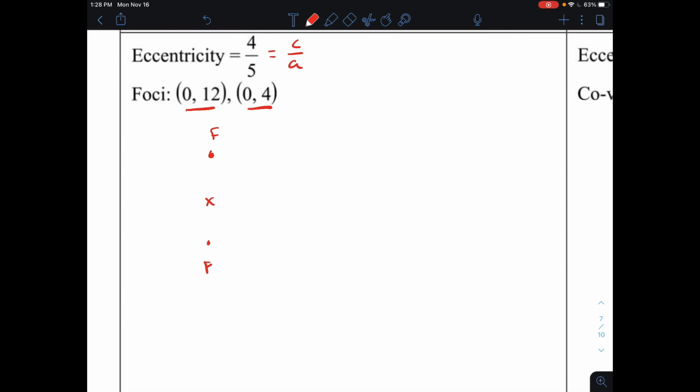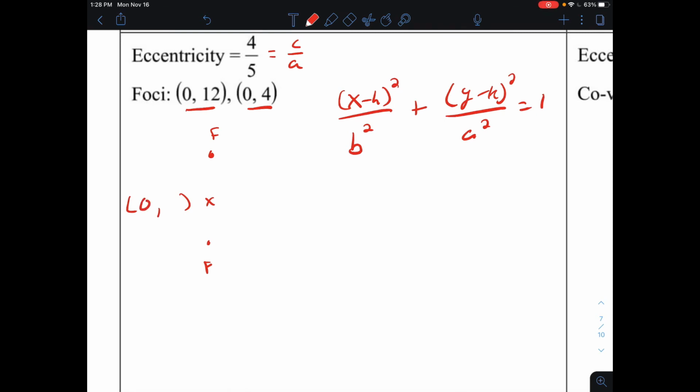So if my foci are vertical, my orientation has to be up and down, which means that y is going to get the bigger denominator. So we'd have x minus h squared over b squared plus y minus k squared over a squared is equal to 1. And now we start finding out information. Well, we go find our center. The center is going to be in between the two foci. Then that's going to be at 0, 8. And so we have h and k.